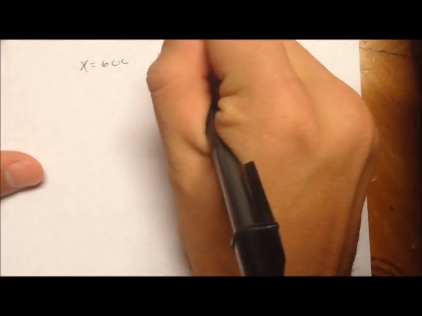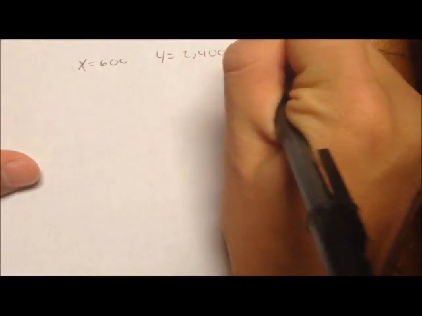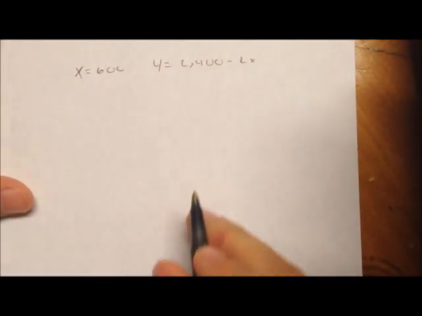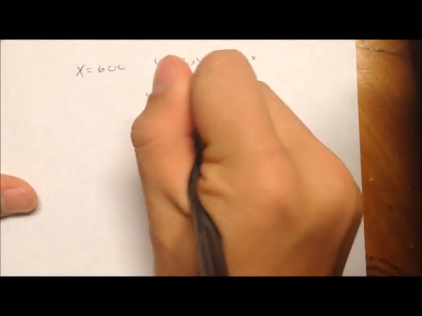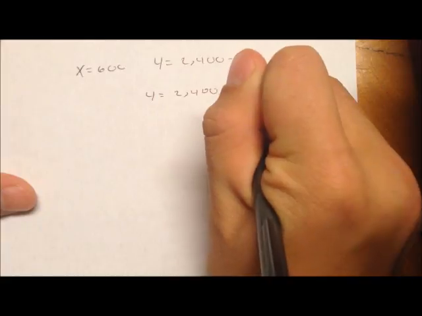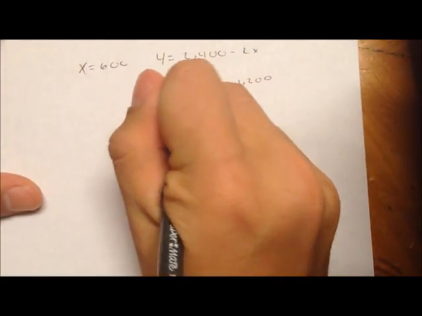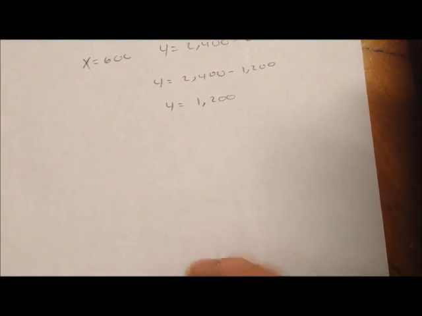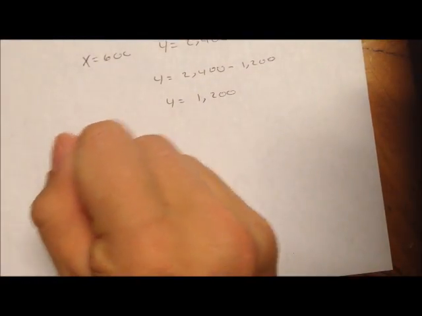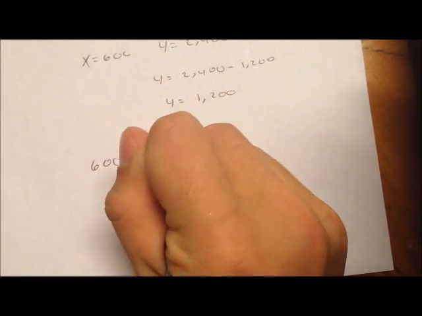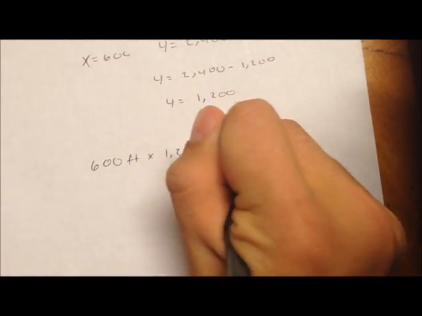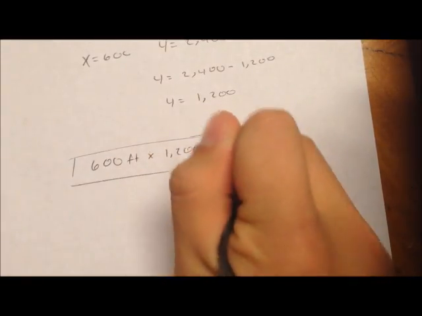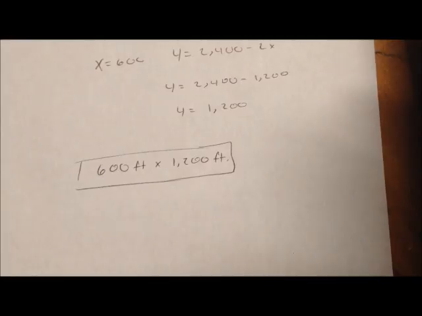You can take that and plug it into the equation y equals 2,400 minus 2x, which was the equation for perimeter. And when you do that, you get y is equal to 2,400 minus 1,200. So y is equal to 1,200 feet. And since the question asks for the dimensions of the fence, your answer would be 600 feet by 1,200 feet. And that is all.